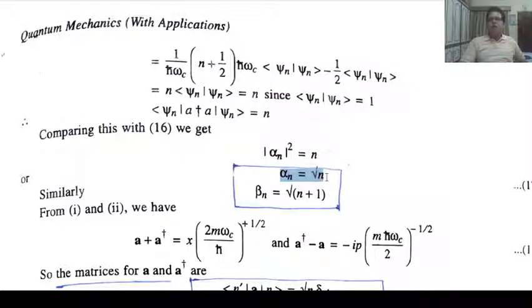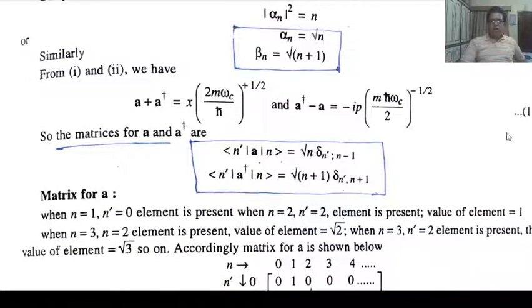That means alpha n equal to under root n, and similarly beta n equal to under root n plus 1, because this is the raising operator. From equations 1 and 2, we can also add a plus a dagger and a dagger minus a, so we can easily compute this. So the matrices for a and a dagger are: bra n dash a ket n equal to under root n delta n dash, n minus 1.